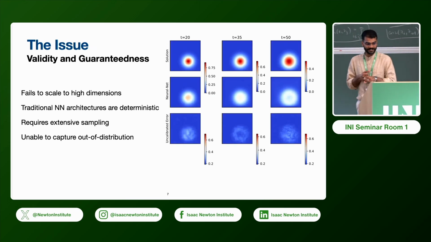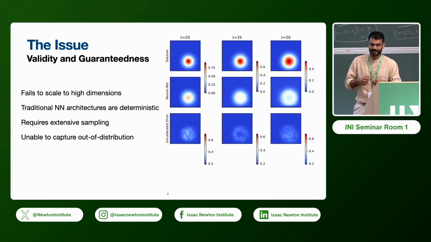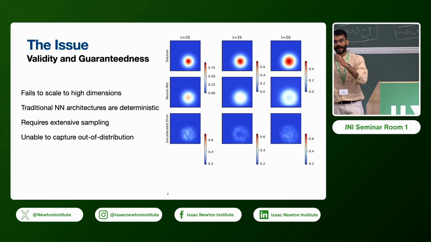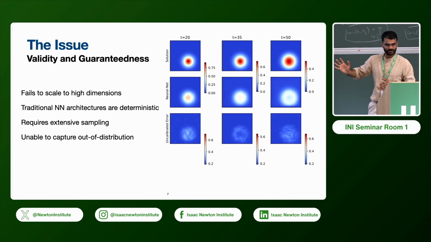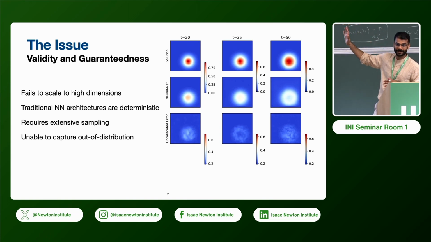So the issue is that we don't get validity or any guarantee over our error bars itself. In this case, we have a very simple wave equation that we're going to start with. We have a wave equation solution at the top. We have a neural network that's trained to predict the wave solution. Very badly, I must say.